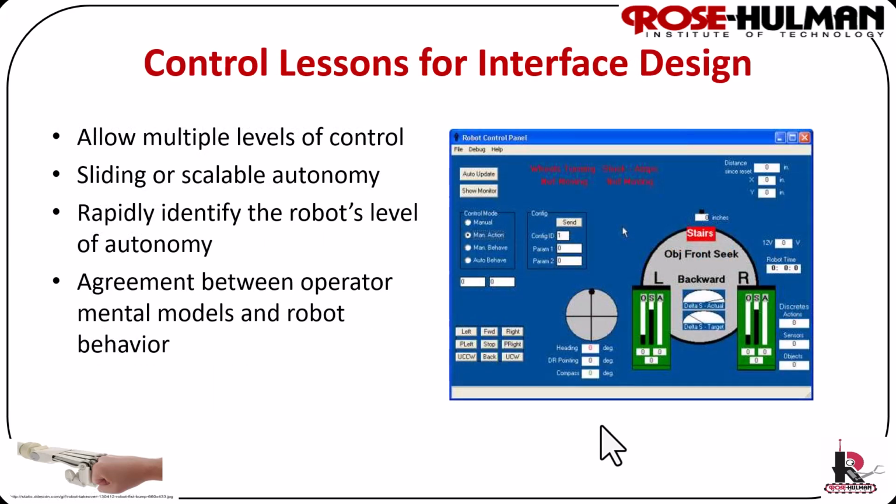So, control lessons for interface design. You want to allow multiple levels of control, sliding or scalable autonomy, based upon things that the robot can do without human intervention, or if there's going to be a neglect time, versus when the human should be able to use shared autonomy or mixed initiative to step in and take over. Be able to rapidly identify the robot's level of autonomy, and have an agreement between the operator's mental models and the robot behavior, so that the operator is actually commanding the robot to do things that are within the robot's scope, and that the robot recognizes the intentions of the human and when the human can take over.